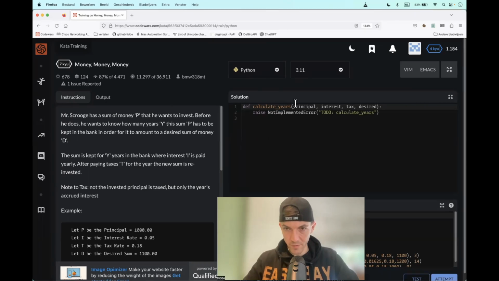What we basically have to do is to calculate how many years it takes to grow a certain amount of money to a desired amount of money, factoring in the interest that you accrue on an annual basis and the tax that you have to pay. Pretty interesting to apply in your real life as well. So, how to go about that?